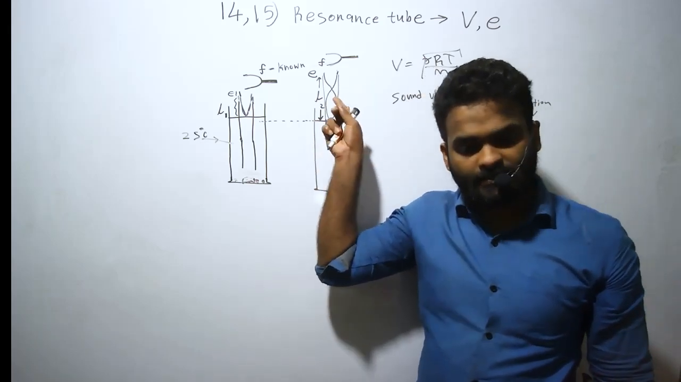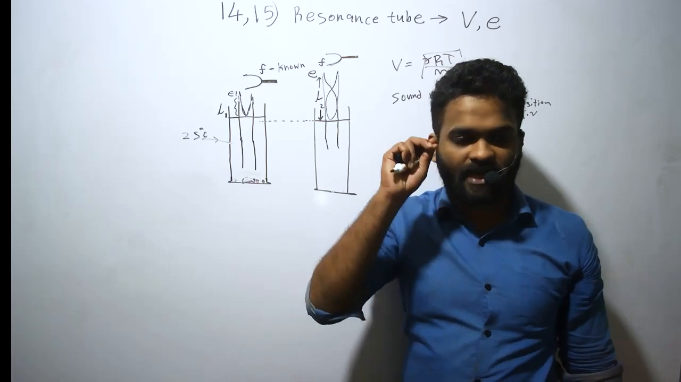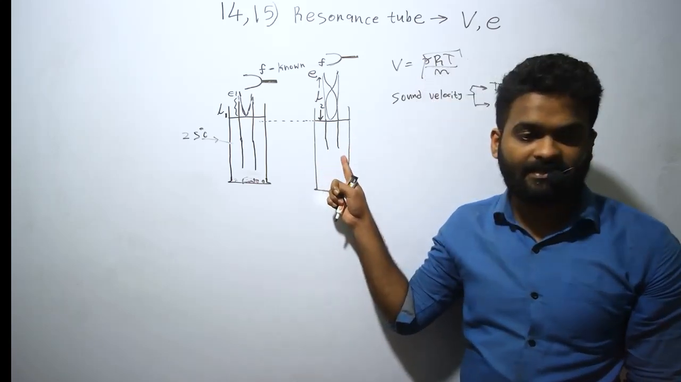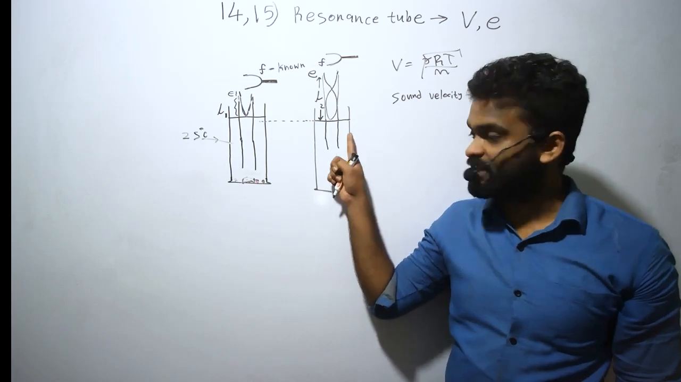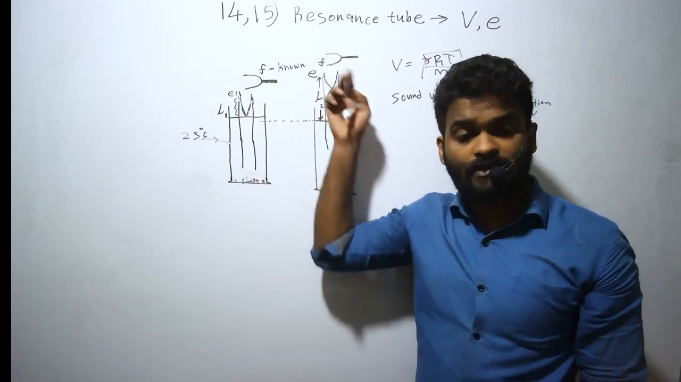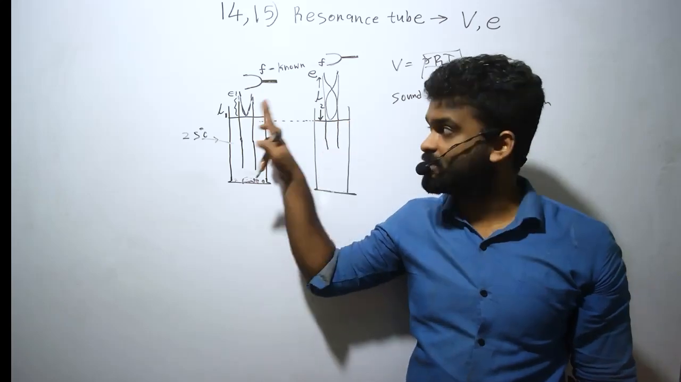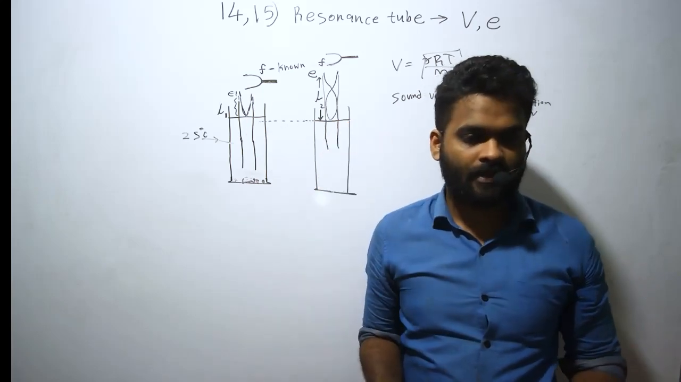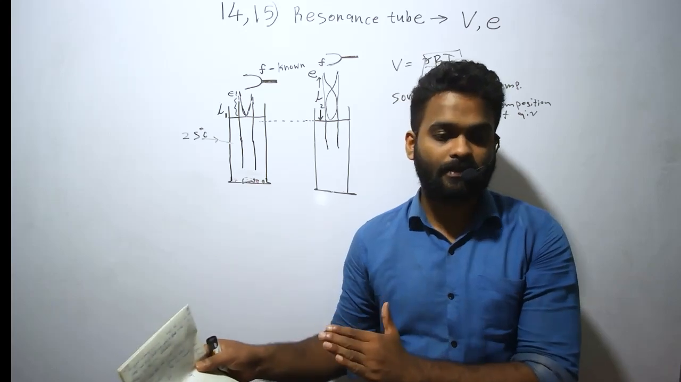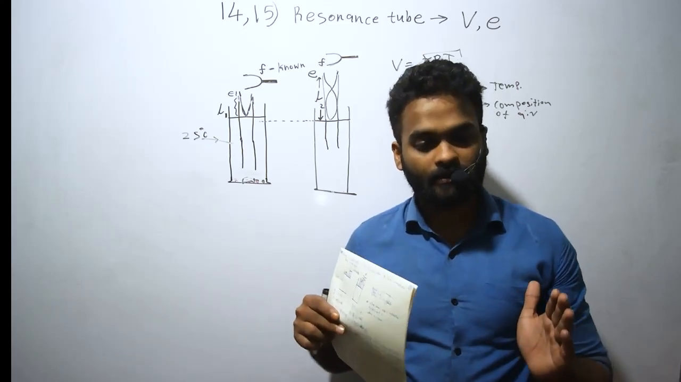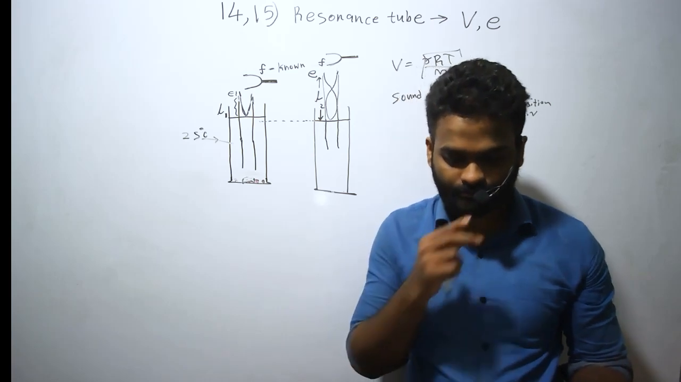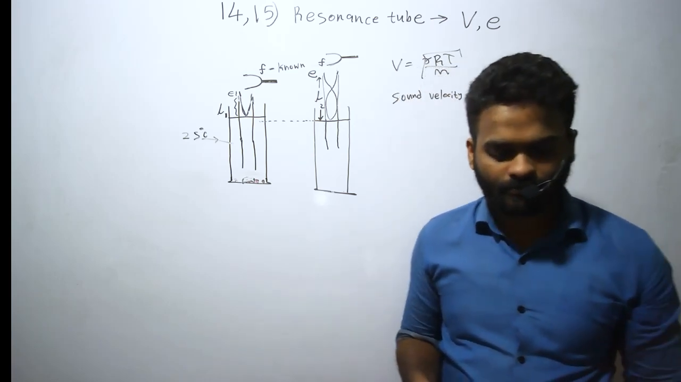In this case, the sharp sound you hear is less, right? At the second case. Understood? At the second case, it is less because you have to vibrate a larger air column compared to the first one, right? So you have to notice that at the second resonance, as you are doing the experiment, the sharp sound is less, right? Okay. Write down.